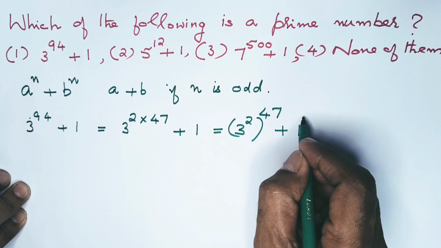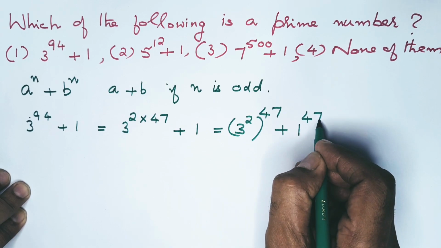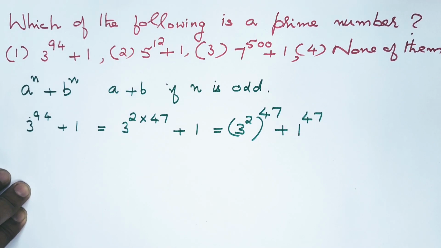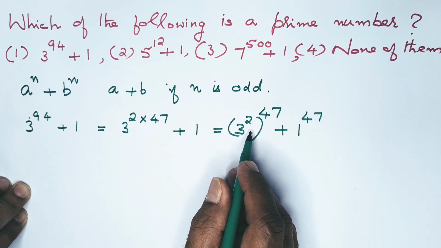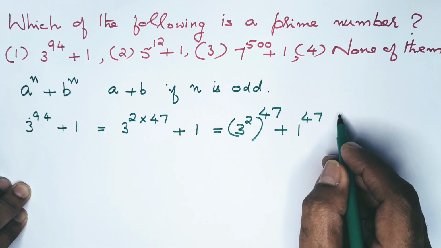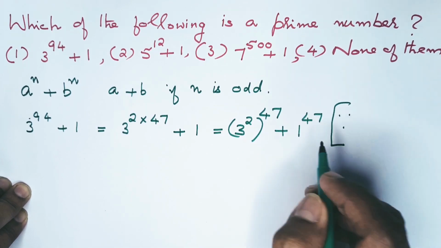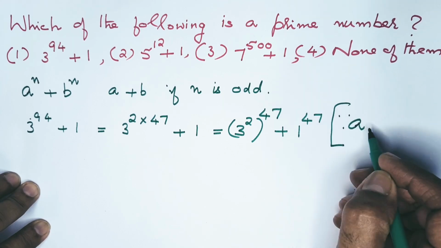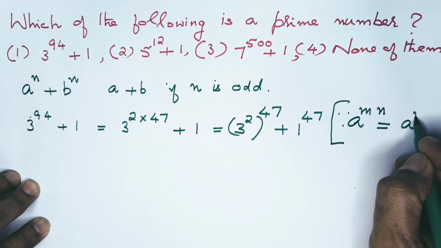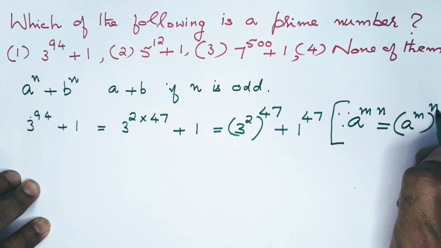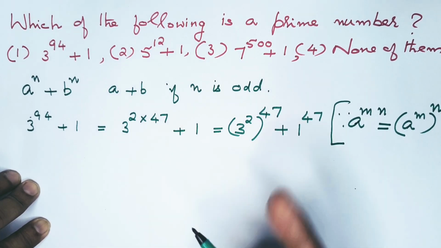This 1 may be written as 1 to the power of 47. It wouldn't make any difference if you multiply 1 by itself any number of times. This term I have brought in from here using this law of index, which says a to the power mn is equal to a to the power m, the whole to the power of n. This is the rule I have applied here.